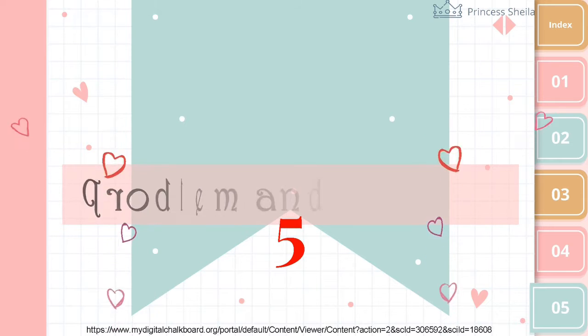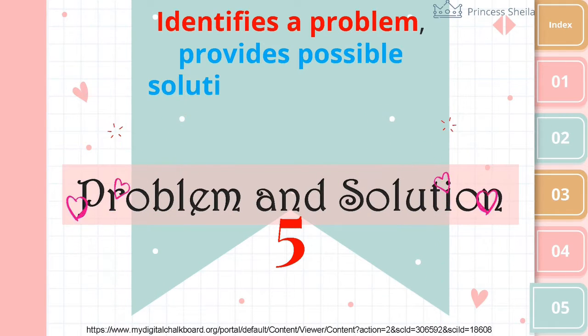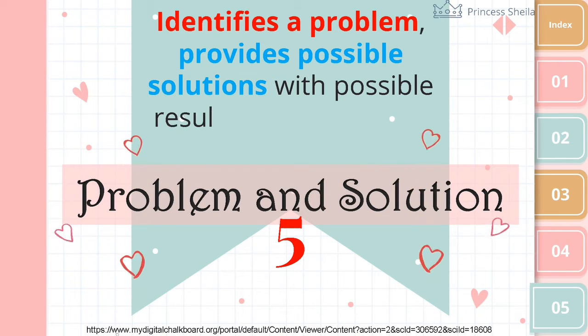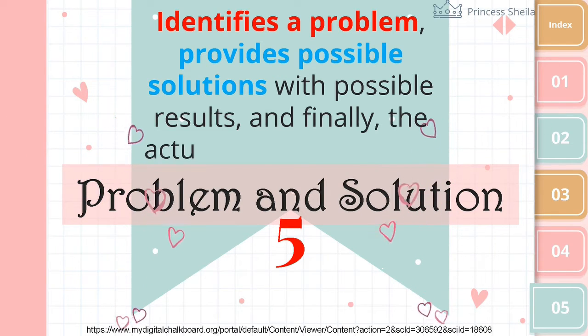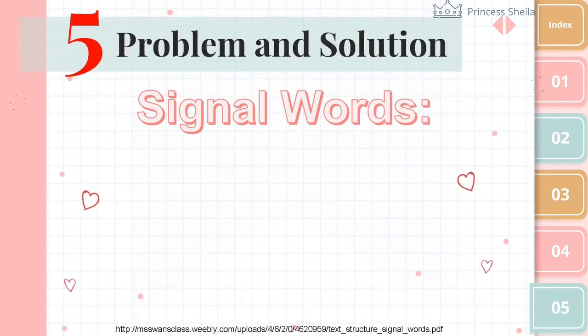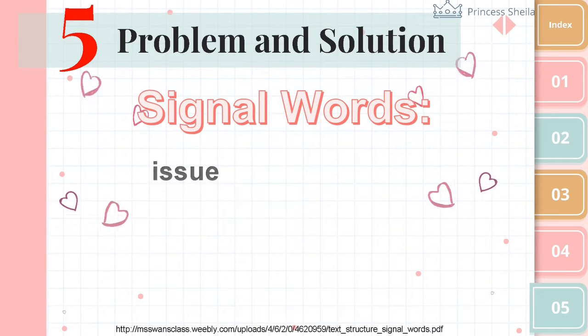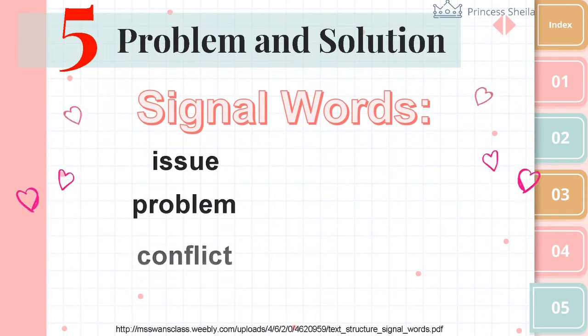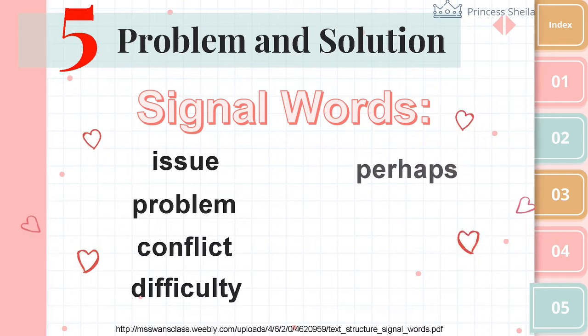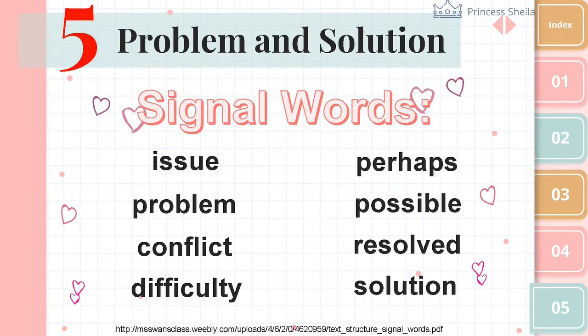Fifth is problem and solution. It identifies a problem, provides possible solutions with possible results, and finally, the actual solution selected. Here are the commonly used words in a problem and solution text. Issue, problem, conflict, difficulty, perhaps, possible, resolved, and solution.